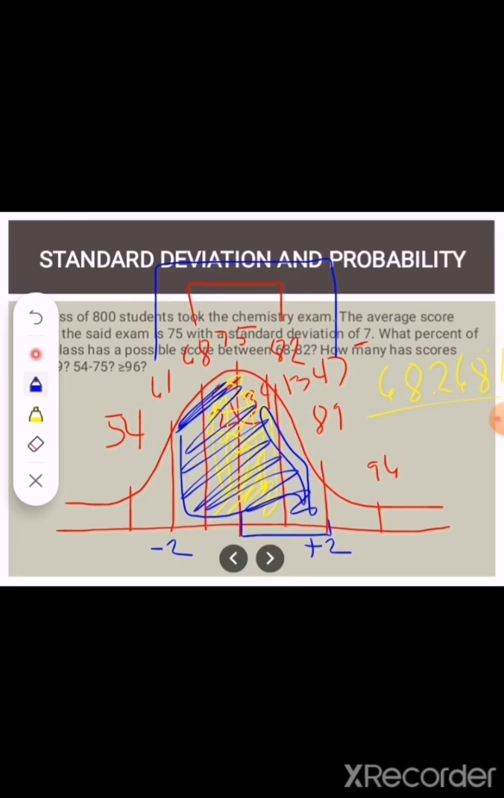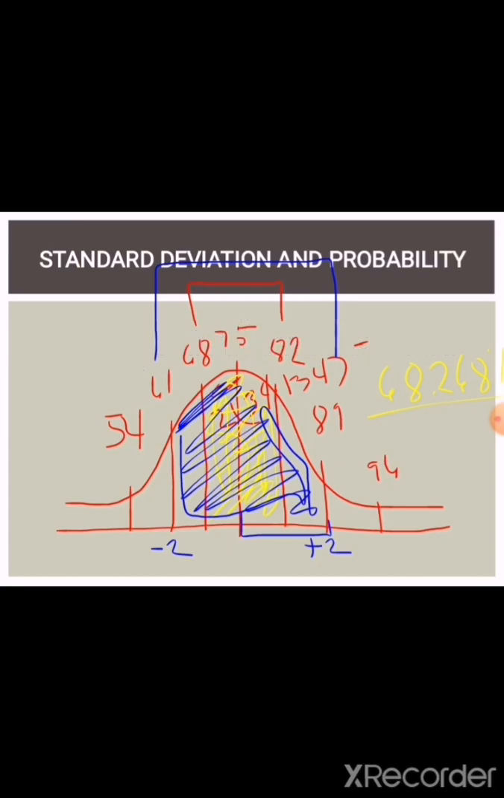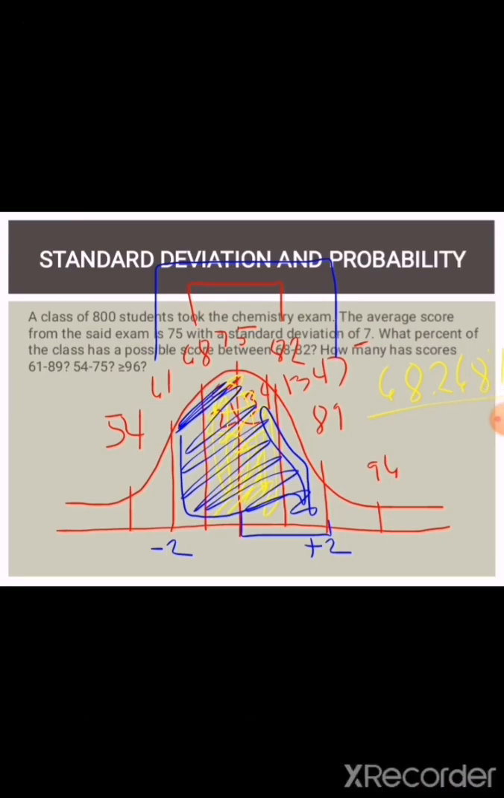Okay. Pero ang tanong is, how many has scored 61 to 89? So, since we already know how many percent is possible to have that score, we can just simply multiply it by 800 students. Kasi yun yung number of students natin na magte-take. So, we'll just multiply that by the percentage, yung 800. And what we got is approximately 764 na students will get the score 61 to 89.